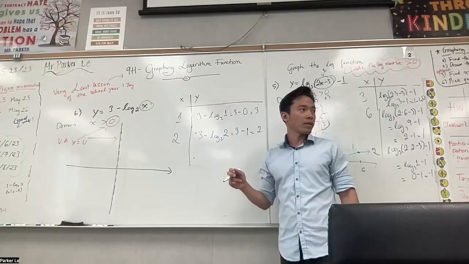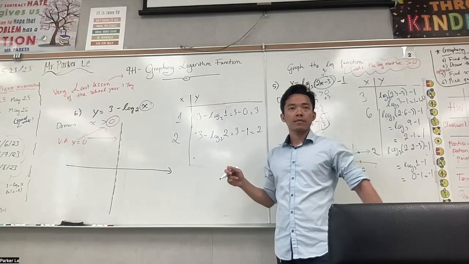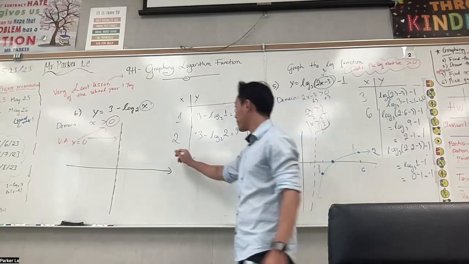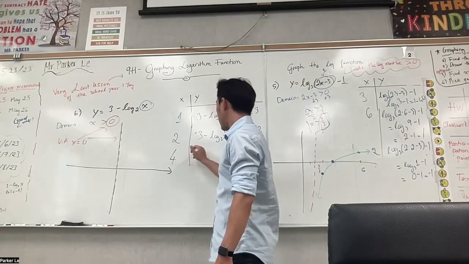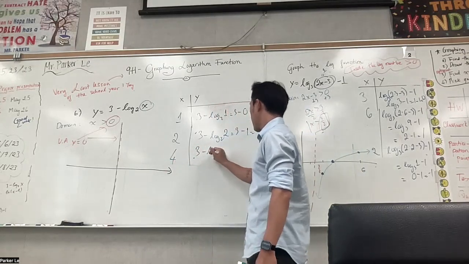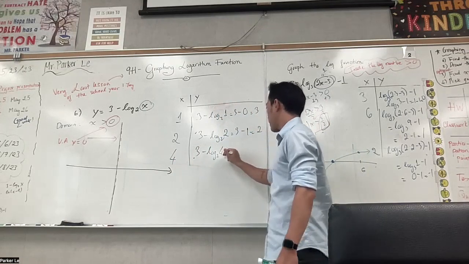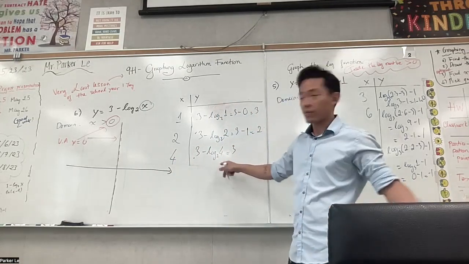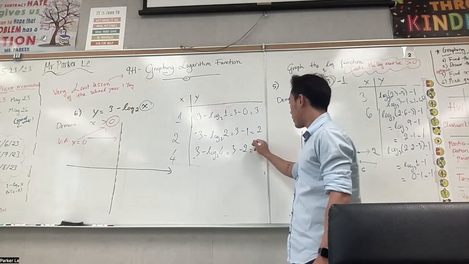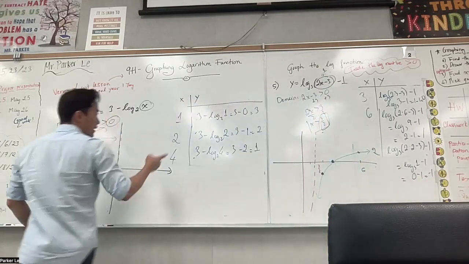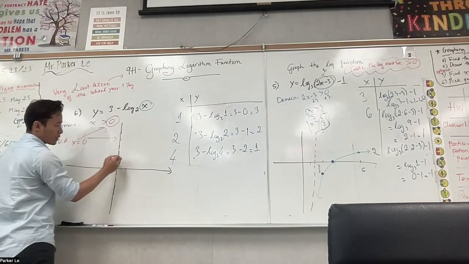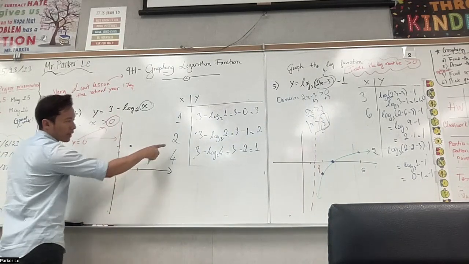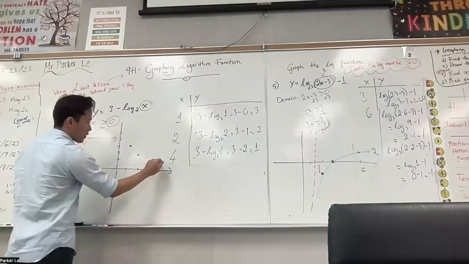What is the next good one? 4, yeah. 1 point for Elizabeth and Sophia as well. So 3 minus log 2 of 4, because what is log 2 of 4? 2. Someone said, yeah. And 3 minus 2 is 1. Okay, now to plug it in: (1, 3), (2, 2), and (4, 1).